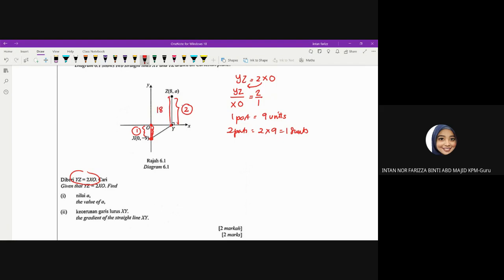Okay, so what's the value of A? So A is 18. Because this is 0, it goes up by 18. 1, 2, 3, 4, 5, 6, until 18. So this is 18. So A equals 18.